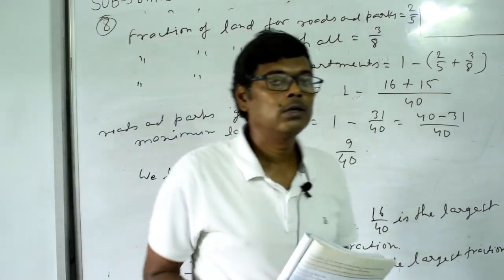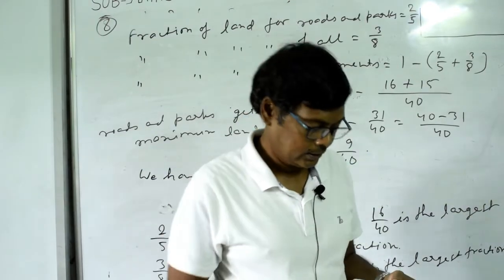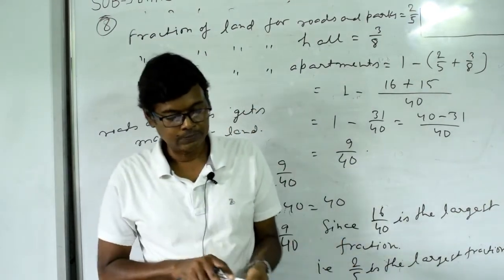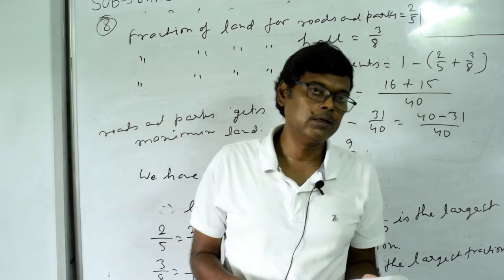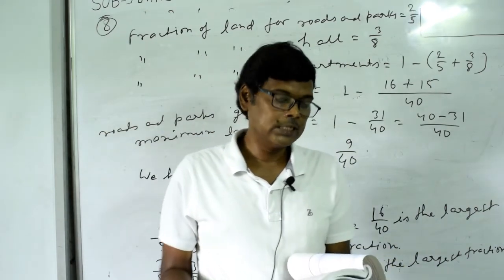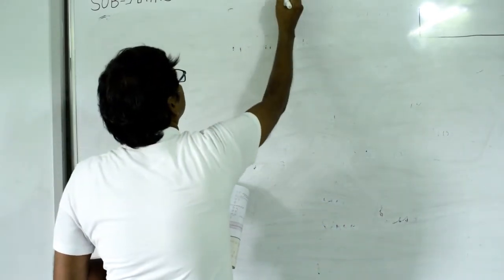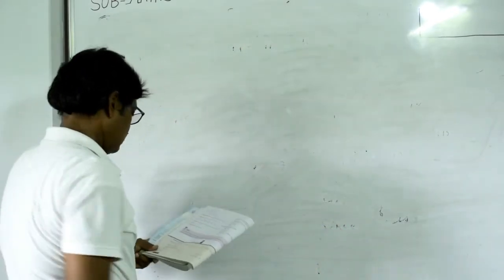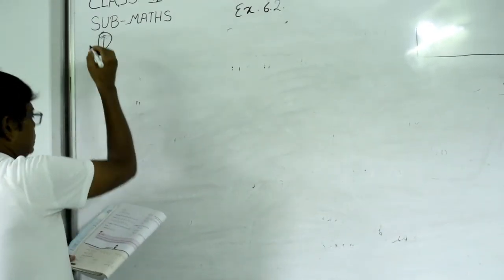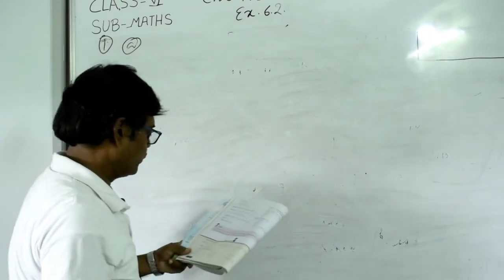It means the most land has been given for roads and parks. So this is the answer of this question, and the other two questions are similar, so you will do them yourself. Now exercise 6.2. Here question number 1 is that we have to add the following numbers. The first question I will do here, and the rest you will do yourself.